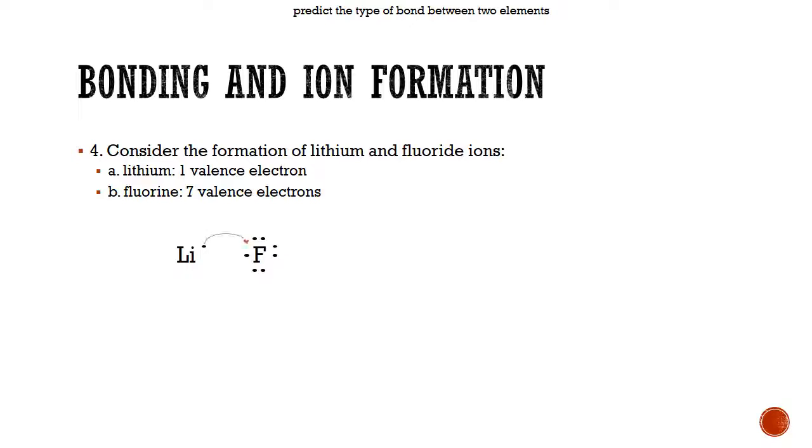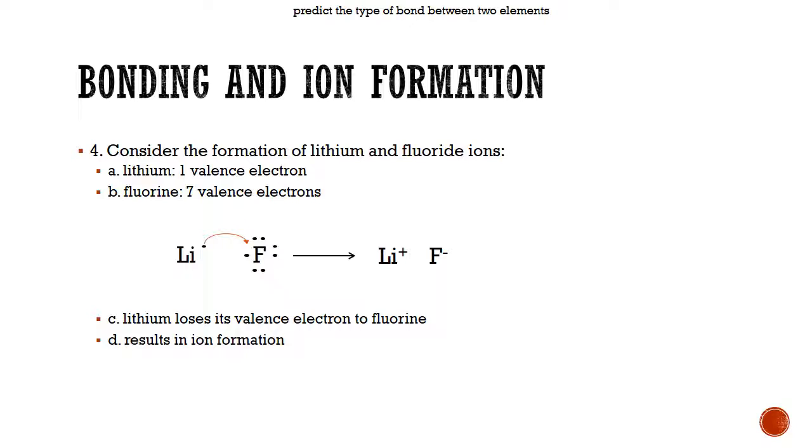So what's going to happen here is that lithium will give up its valence electron, and it will be gained by fluorine. And we can show that simply by drawing an arrow going from lithium's valence electron over towards fluorine, as you see there. So what this will result in is ion formation. Because lithium lost an electron, it will now have a 1+ charge. And because the fluorine atom gained an electron, it will now have a 1- charge. So we get a lithium ion, and we get a fluoride ion. So lithium will lose its valence electron to fluorine, and this will result in the ion formation.